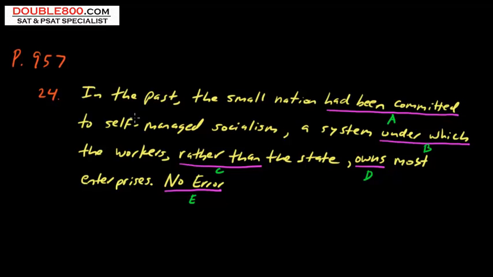In this lesson, we'll review an Improving the Sentence problem. It's part of the writing multiple choice. We're on page 957, question 24 out of 29. This is a moderate problem.